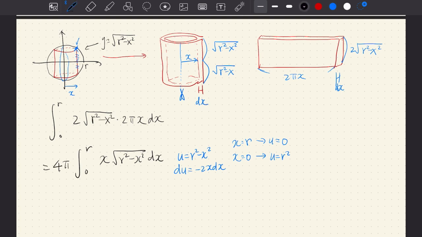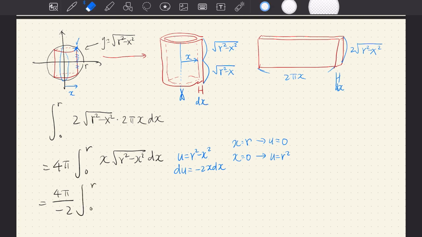Okay, so now let's prep our definite integral so that we can do u substitution. So we need negative 2x dx. So here we divide by negative 2.